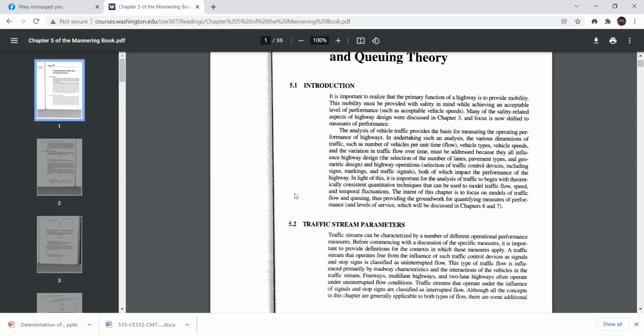In light of this, it is important that the analysis of traffic begin with theory, consisting of quantitative techniques that can be used to model traffic flow, speed, and temporal fluctuations. The intent of this chapter is to focus on models of traffic flow, providing the groundwork for quantifying measures of performance and levels of service, which will be discussed in Chapters 6 and 7.